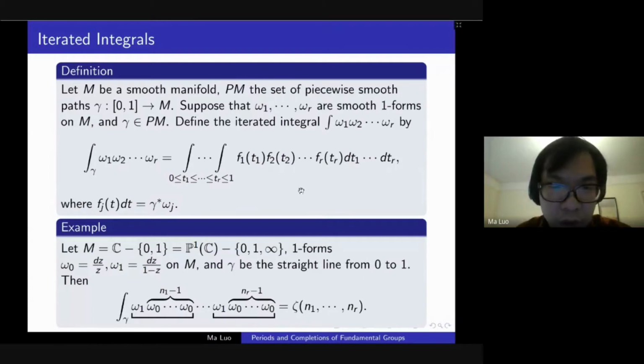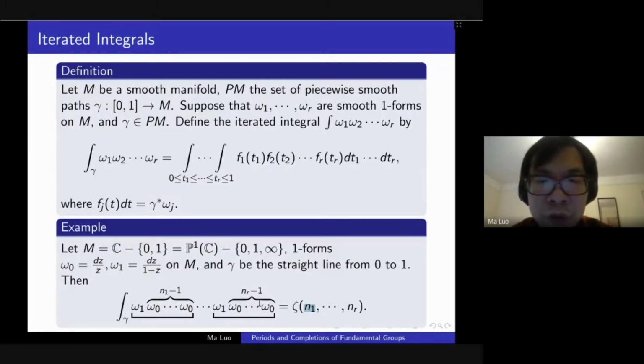So for example, what we've defined, the multiple zeta values, can be written as iterated integrals. You start on the space C minus {0, 1}, or P1 minus 3 points. You have two one-forms. Omega 0 is dz over z, and omega 1 is dz over 1 minus z. And you have a path from 0 to 1. Then for each index n_i, you get a block, which is just a string of omegas. It starts with omega 1 and then a bunch of omega 0s. Then you string them together and you find this iterated integral.